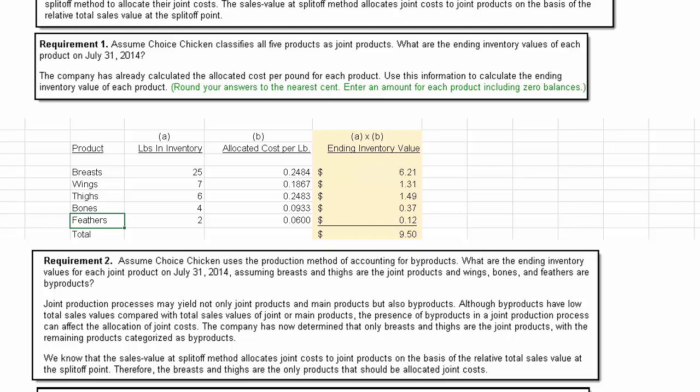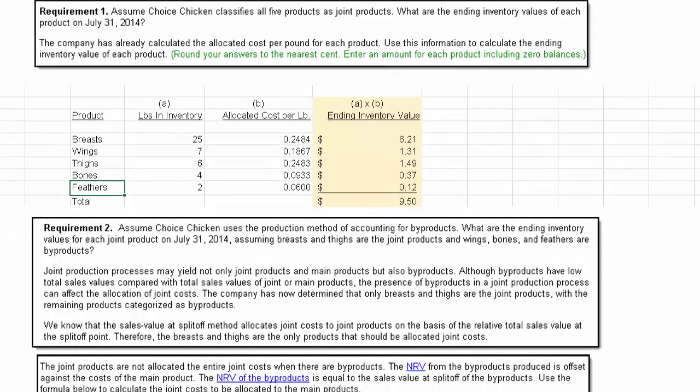So the company has now determined that only breasts and thighs are the joint products, with the remaining products being categorized as byproducts. We know that the sales value at split-off method allocates joint costs to joint products on the basis of the relative total sales value at the split-off point. Therefore, the breasts and thighs are the only products that should be allocated joint costs.